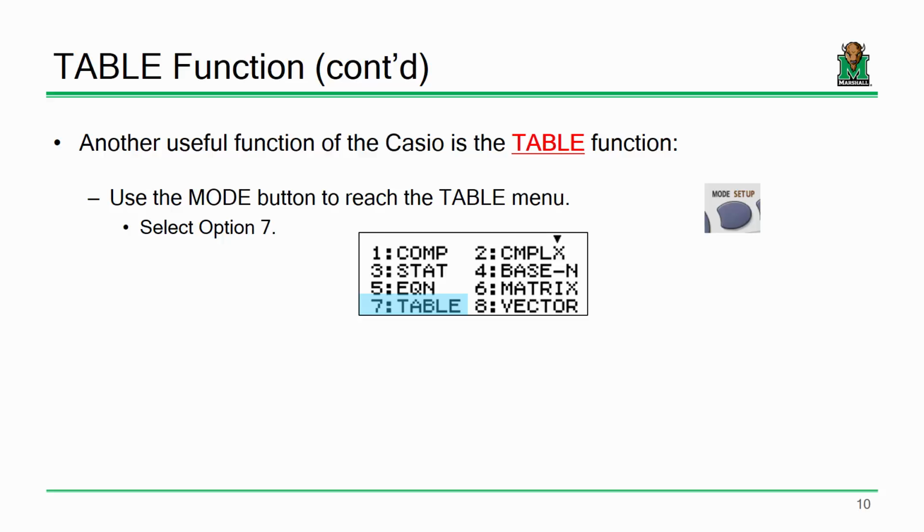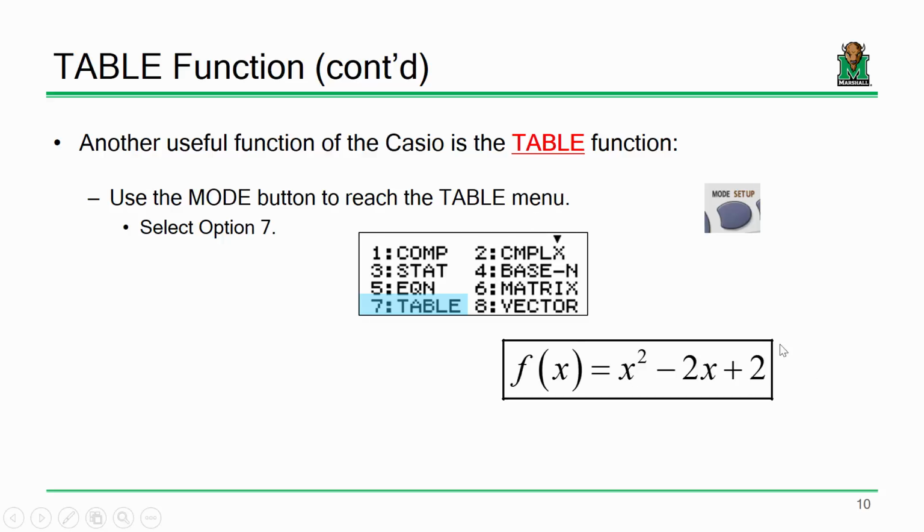Or you can tell the calculator, here's the equation I need to solve for many x and y data points, and then you tell it the range of input values you want to give it, and then the step, meaning the increments over which you want those values calculated. That is option 7 in the mode menu. So it's table.